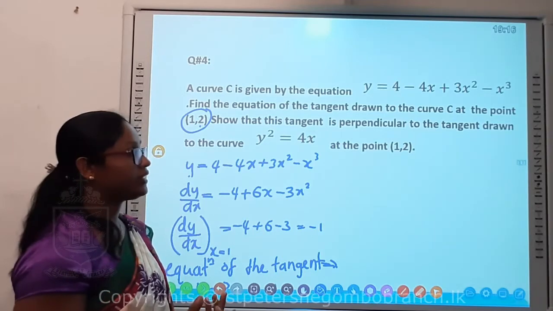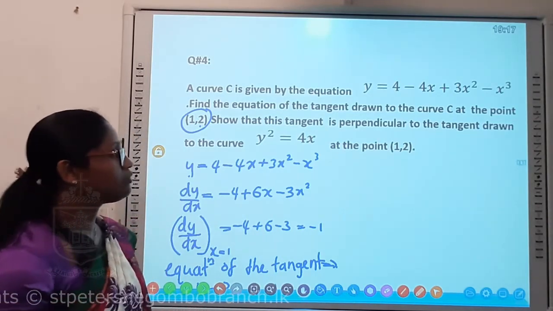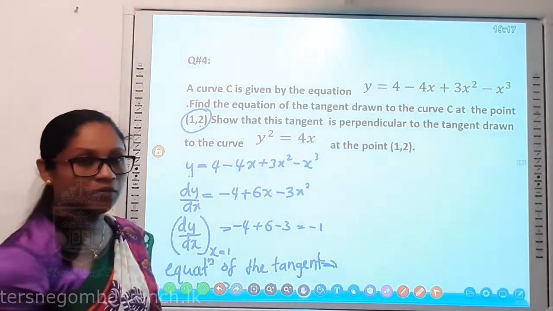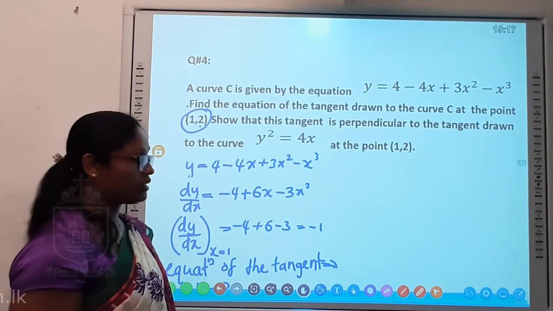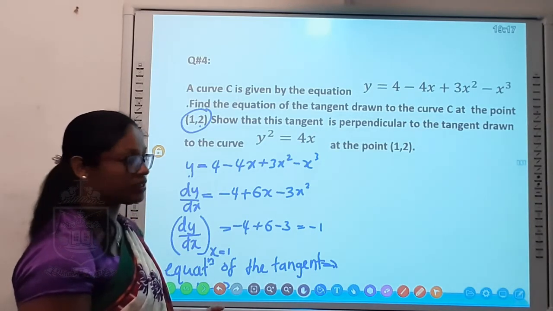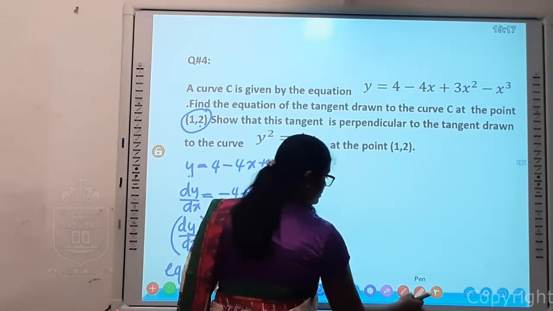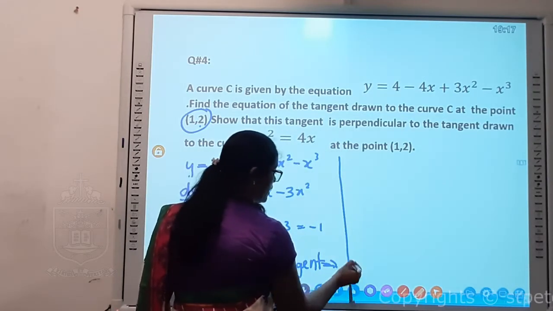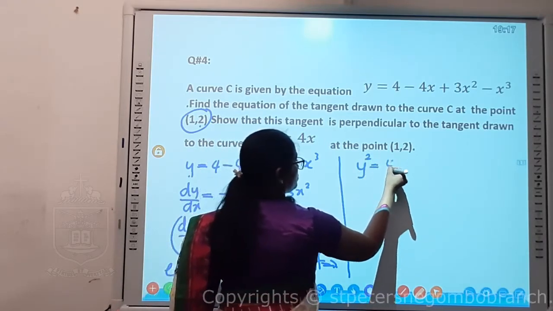We want to find the equation of the tangent drawn to the curve y squared equals 4x at the point 1, 2, right? So now we can start as a new question. Later we join both questions to finalize the answer. So I will do that question on this side. So y squared is equal to 4x.